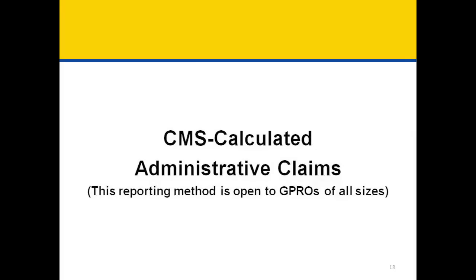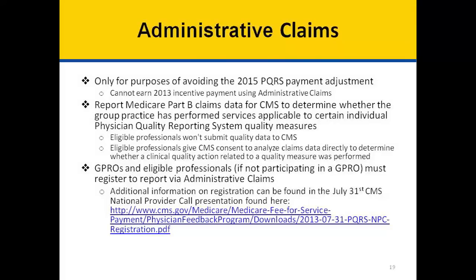CMS Calculated Administrative Claims. This reporting method is open to GPROs of all sizes. The Administrative Claims option is only for purposes of avoiding the 2015 PQRS Payment Adjustment. Groups cannot earn the 2013 incentive payment using administrative claims. To report via administrative claims, you must report Medicare Part B claims data for CMS to determine whether the group practice has performed services applicable to certain individual physician quality reporting system quality measures.